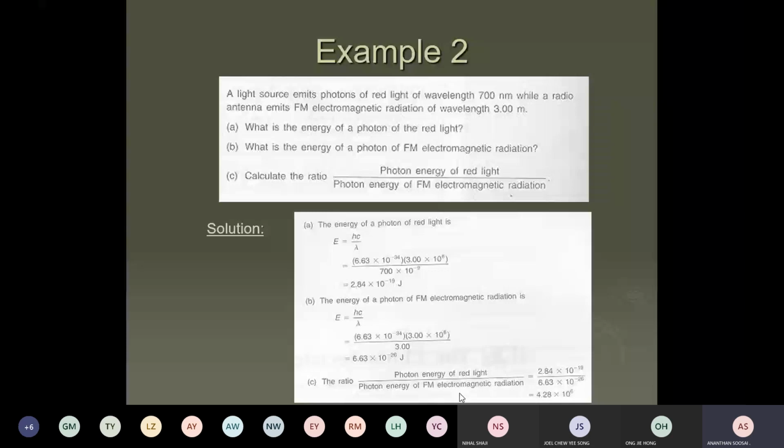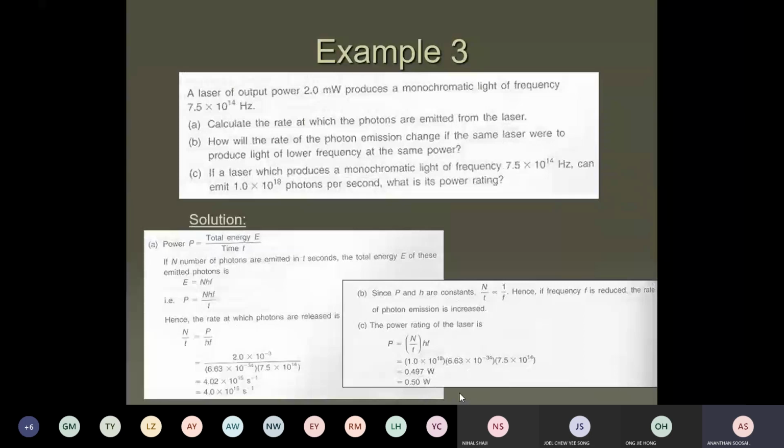Okay, so this is the concept of photon. The concept of photon is never used in classical physics. In your A-level topics, there's no such thing as photon. Photon only exists in modern physics. Okay, so look at this question.